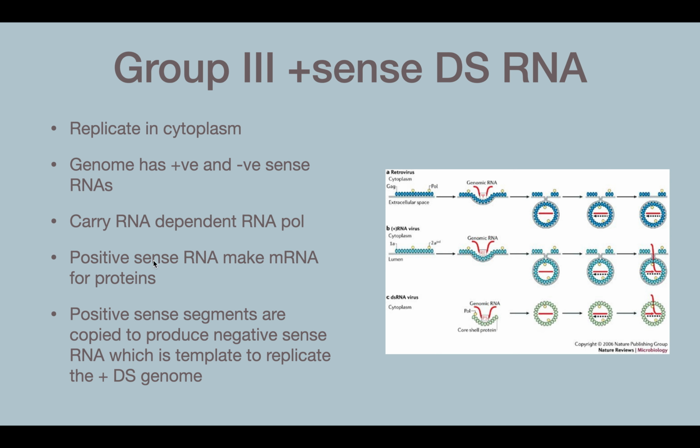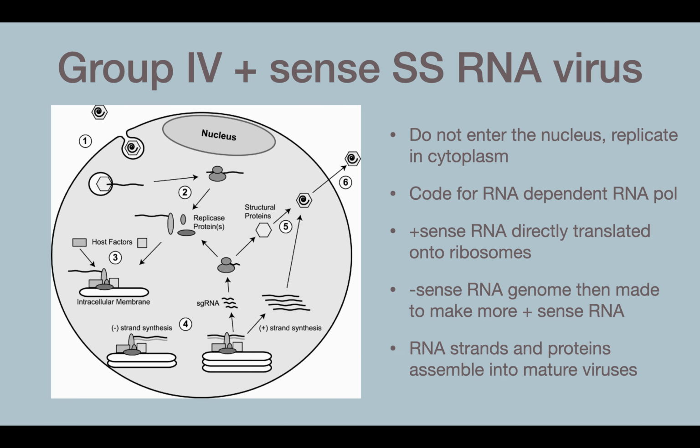So it's always like back and forth, right? So if it starts with positive sense, it's going to make negative sense, and from there it's going to make the complementary to that negative sense. So it's not an exact copy of the very first positive sense coming in. So with the complementary strand, they're able to make the double-stranded genome.